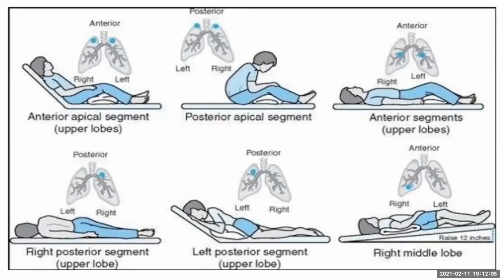So these are the images that I've mentioned. You can see if you are targeting the upper segment, you need to position the patient like this. If you are targeting the middle, then you can position the patient like this. The position depends on which part of the lung that you want to remove the secretions from.